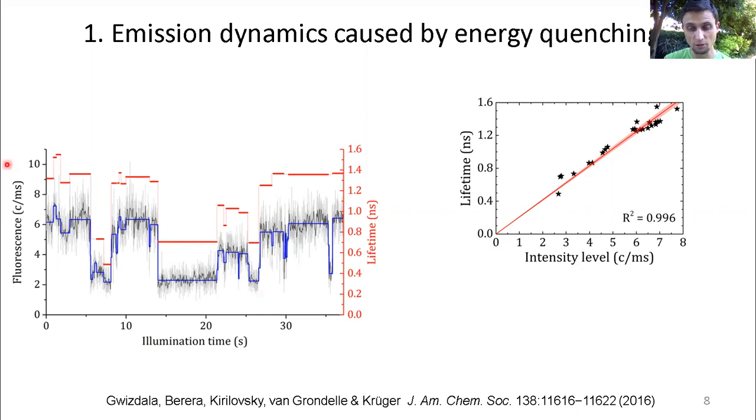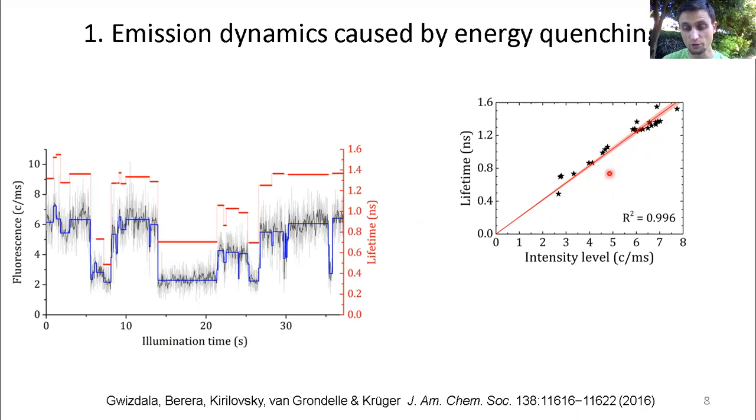Here on the left is an example of a fluorescence trace of one phycobilisome complex, where we have simultaneously captured the fluorescence intensity in black and the fluorescence lifetime shown in red. And we've also resolved the intensity levels shown in blue. The first interesting observation is the occurrence of abrupt changes or switches between quasi-static levels. The second observation is that basically all these intensity and lifetime switches are correlated, as shown here on the right.